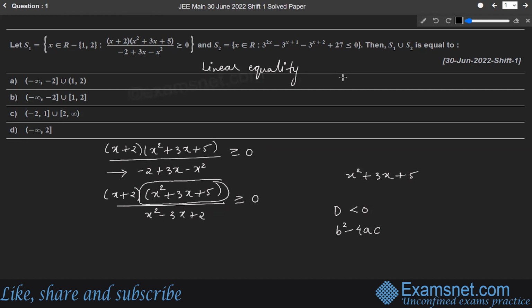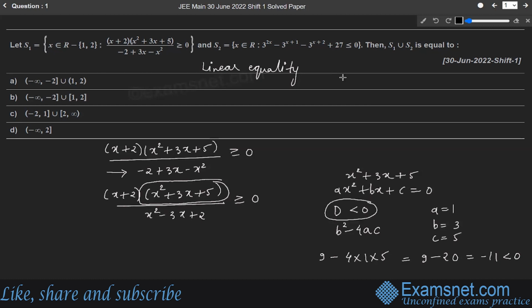If we compare this equation with ax square plus bx plus c equal to 0, which is the standard equation, we get a equal to 1, b equal to 3, and c equal to 5. So b square is 9, minus 4 into a into c, 4 into 1 into 5, which is 20. So it is minus 11, and we know that minus 11 is less than 0. Since the value of D for this expression is less than 0, we can ignore this term, because we do not want it.